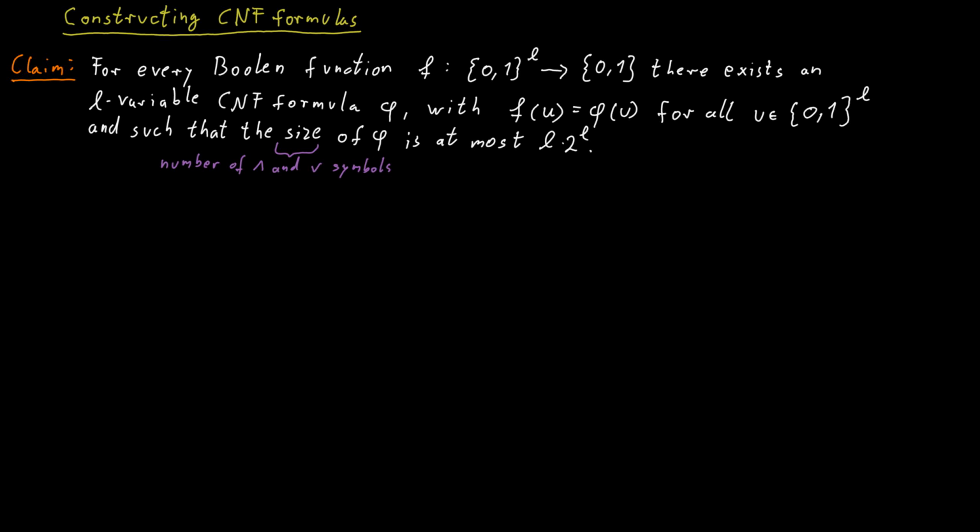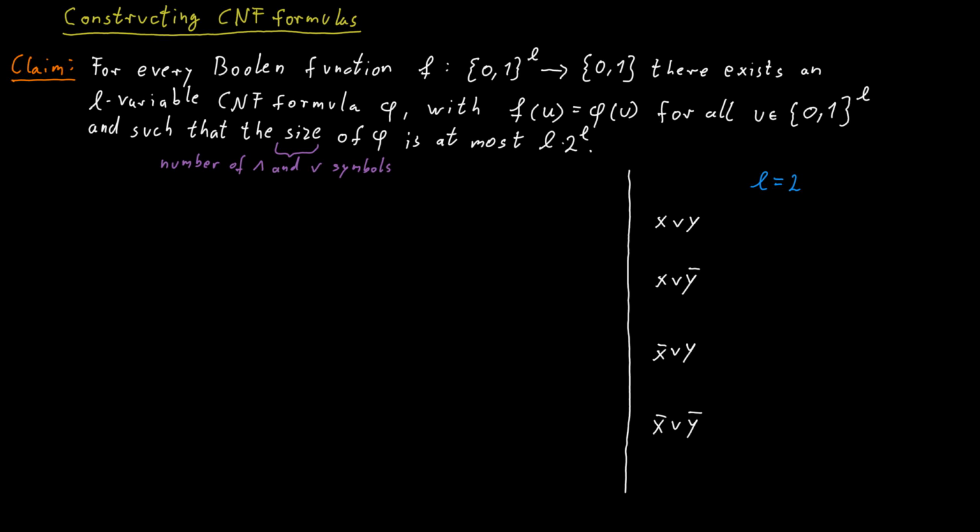To prove this, let's look at the behavior of a single clause that contains all the L variables, either themselves or in negated form. Suppose, for example, L equals 2. So we only have two variables, let's say x and y. Now, a clause that involves all those variables would be x or y, or it could be x or not y, or it could be not x or y, or it could be not x or not y.